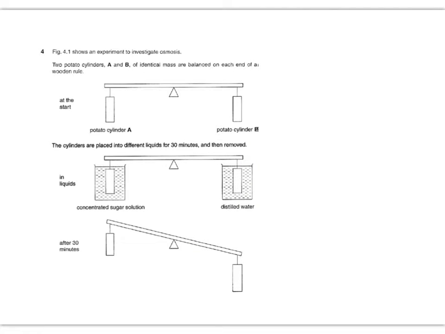Okay, question 4. Question 4 shows an experiment to investigate osmosis. 2 potato cylinders, A and B, originally identical in mass, balance, using a wooden rule. Cylinders were placed in the liquid, then removed. Okay, so A was placed in concentrated sugar, B was placed in distilled water.